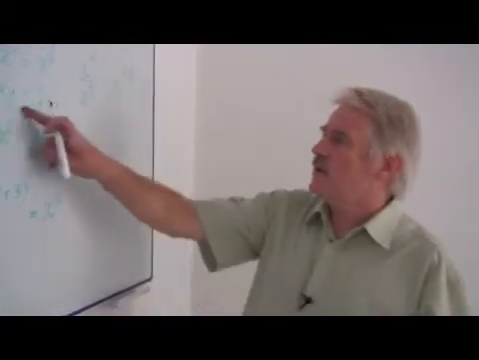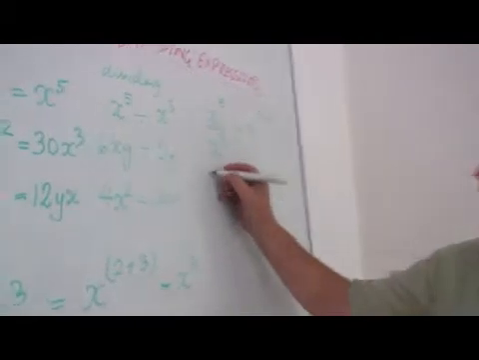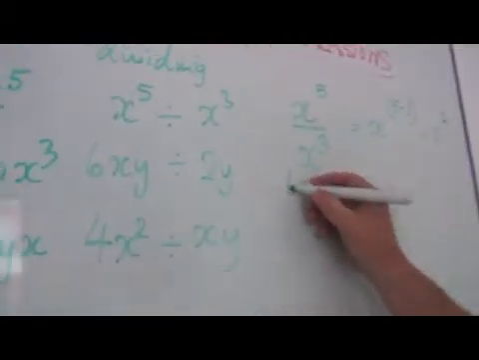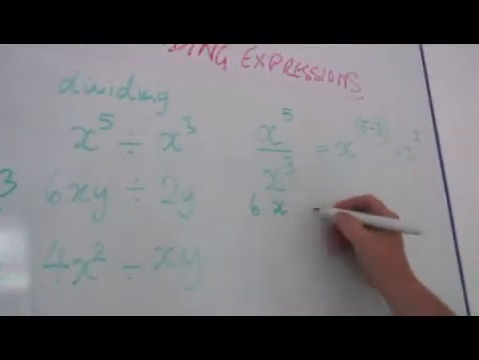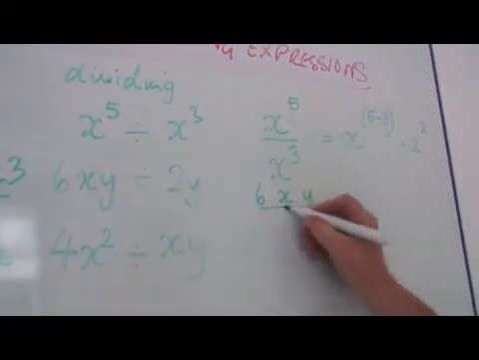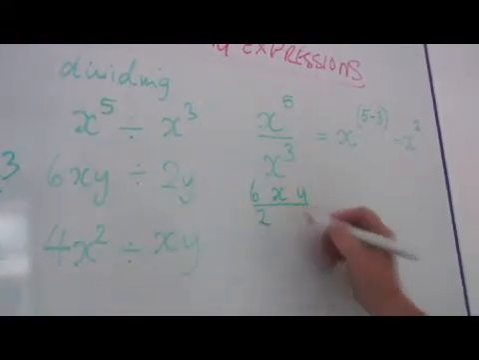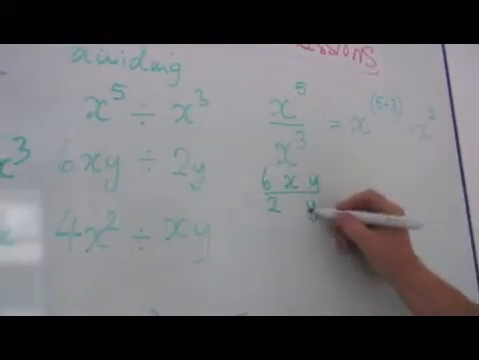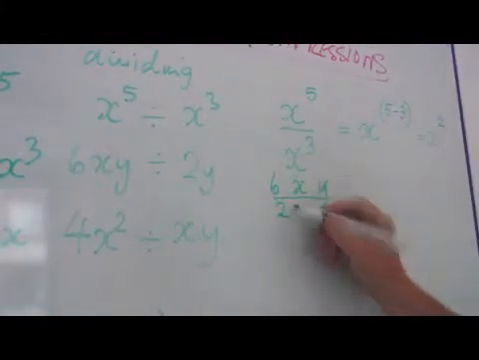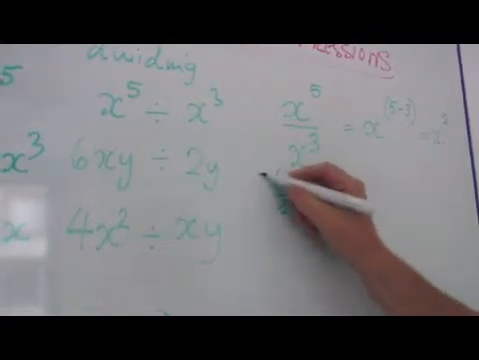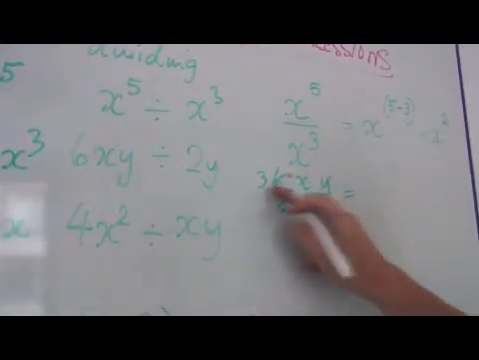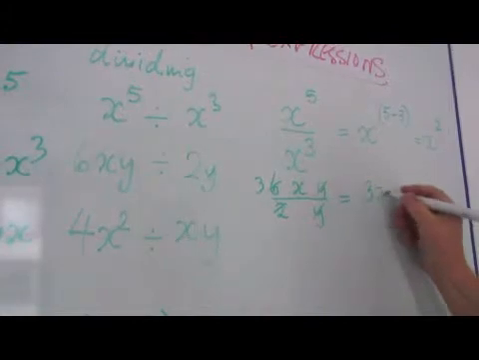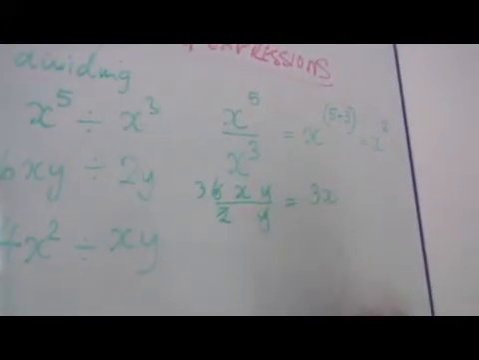Right, with 6xy divided by 2y, we have to separate things out. So 6 times x times y, and we'll divide it by 2 times y. As you see, we've got y on top and bottom, they cancel. 6 divided by 2 is 3, so I'm left with 3x. So that is the result there.